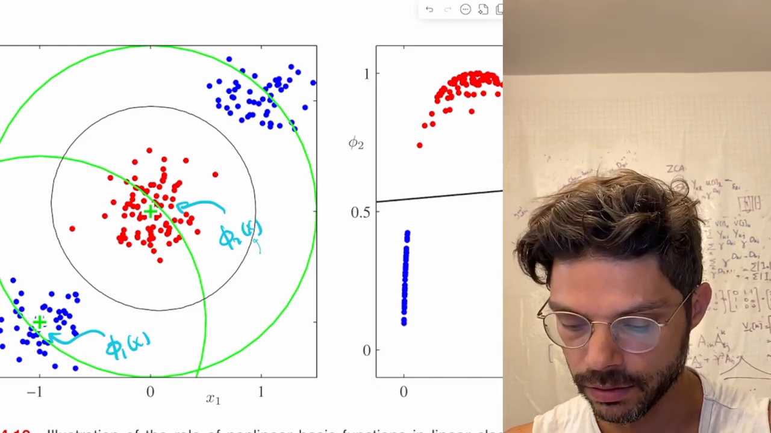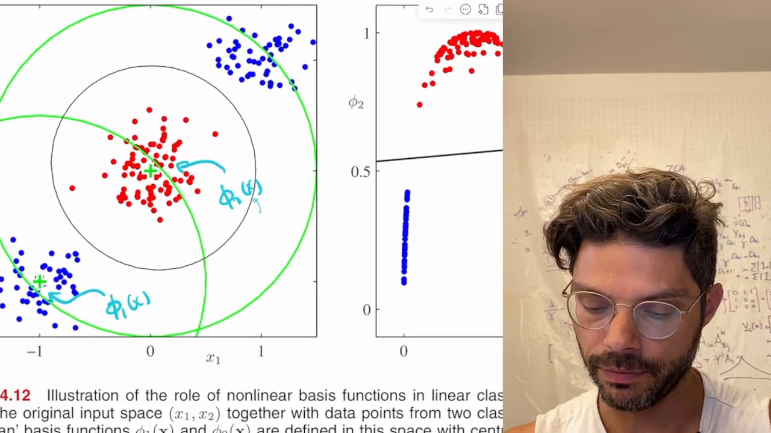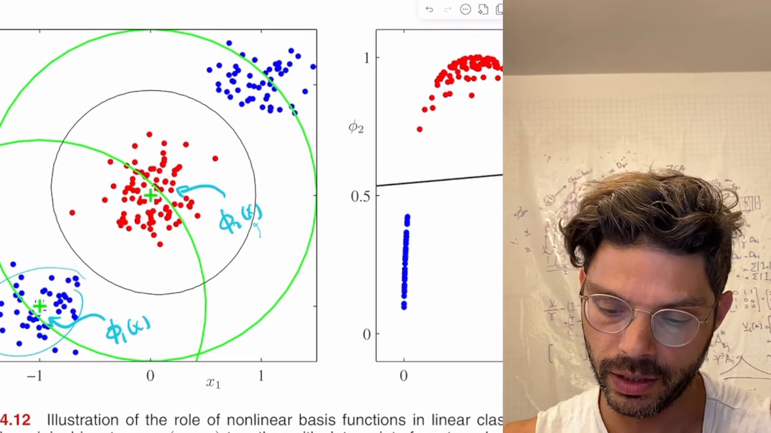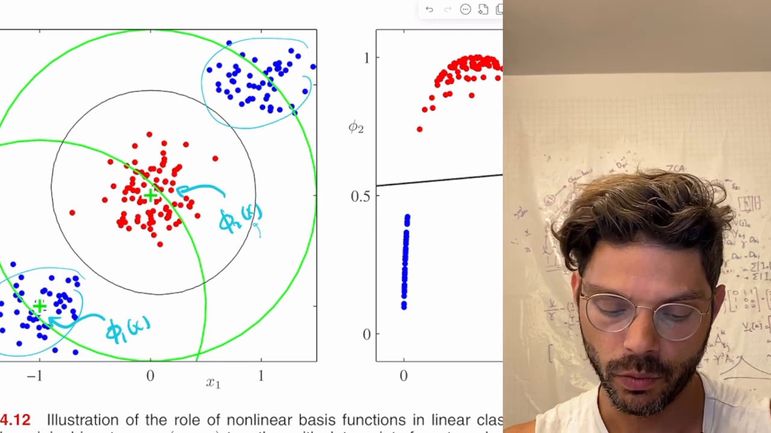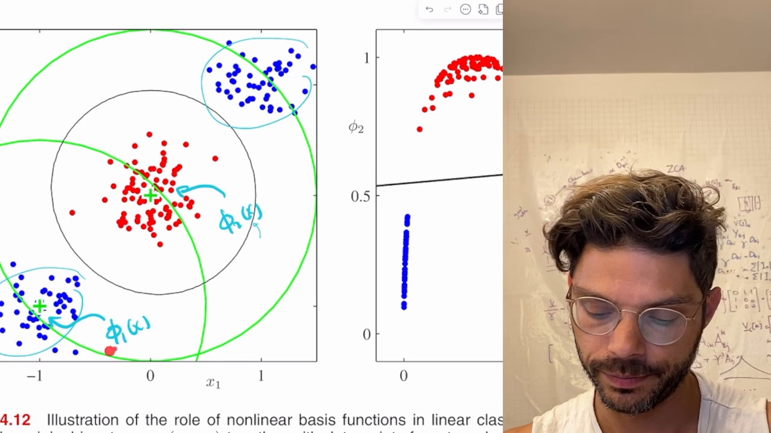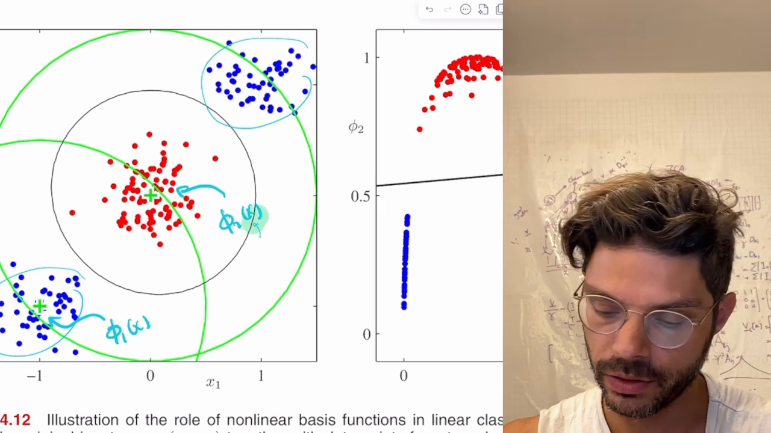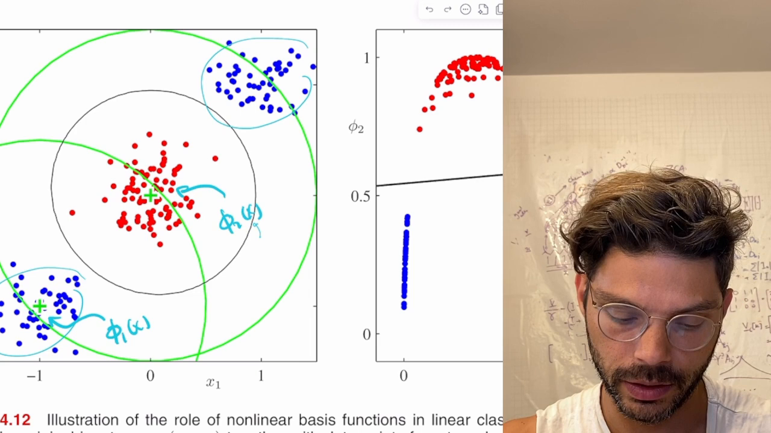So let's see what that does. Let's just look at the blue points, right? We've got some over here and we've got some over there. Now what we should expect is that as far as feature 1 is concerned, so let's actually use some different colors while we're here.